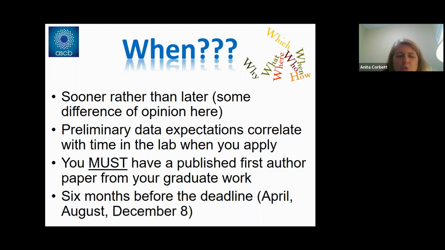I would say you have to have a published first author paper from your graduate work. You're pretty much dead in the water if your paper is not published. We could talk about whether being on bioRxiv is good enough. It might be that at your initial submission, the paper's submitted and later it's published, but it definitely makes it challenging. And then to the when question, the sooner you can start before the various deadlines, which are April, August, and December 8th, the better.